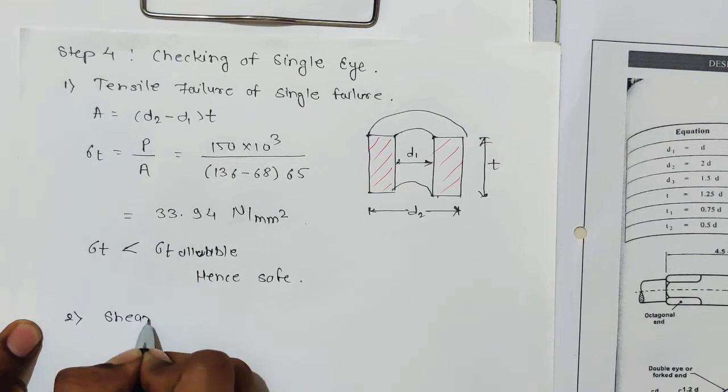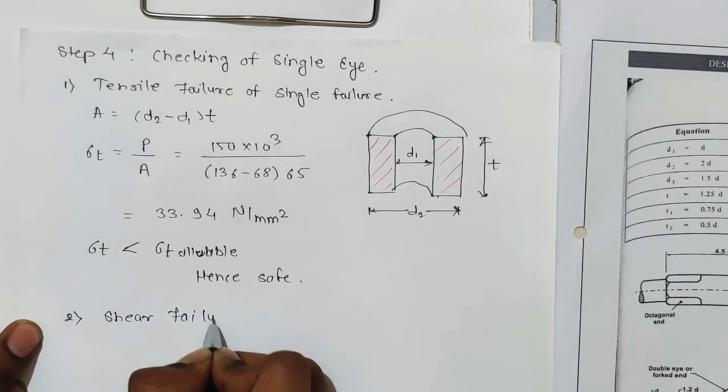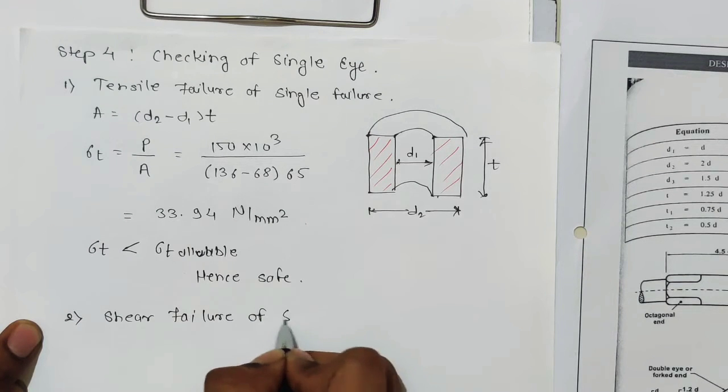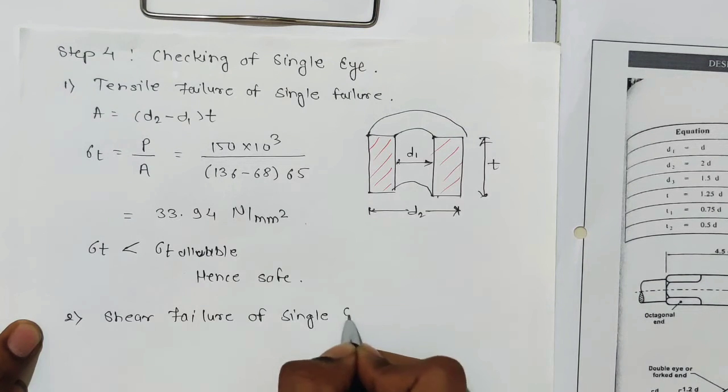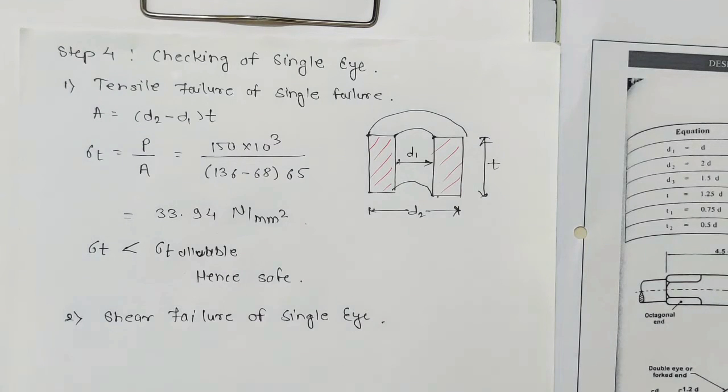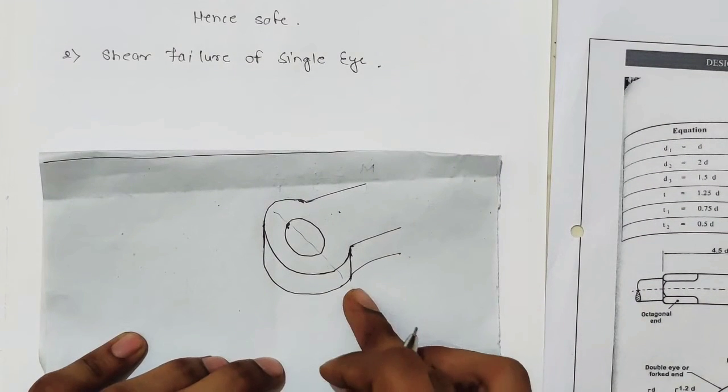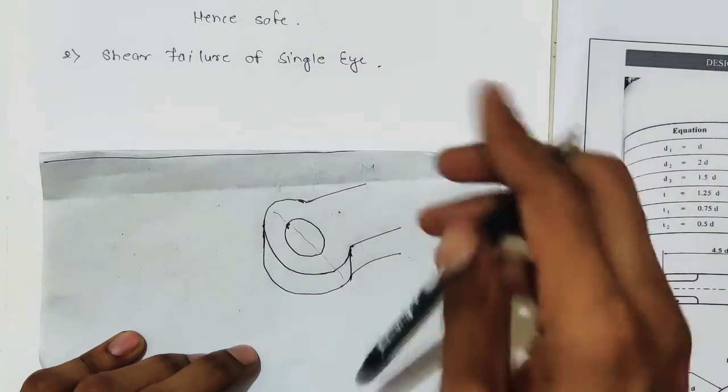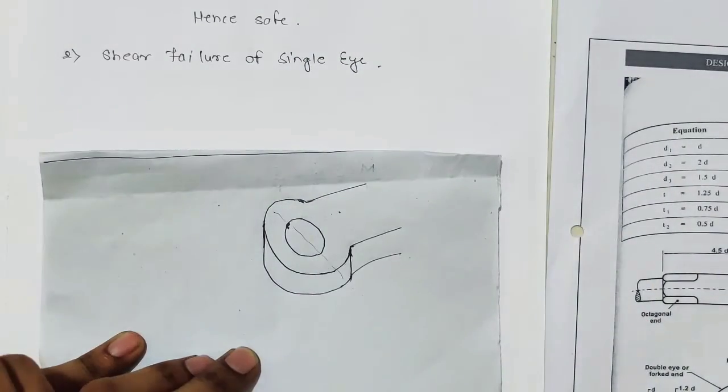Okay, so next is shear failure of single eye. Now see this single eye, we have the pin over here, we are pulling this pin on this side, we are pulling the single eye this side.